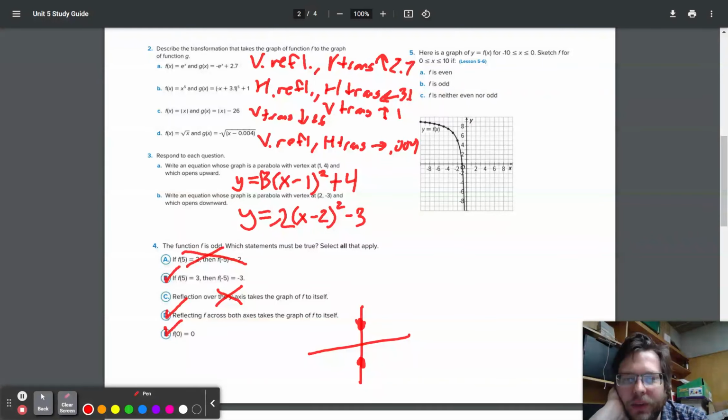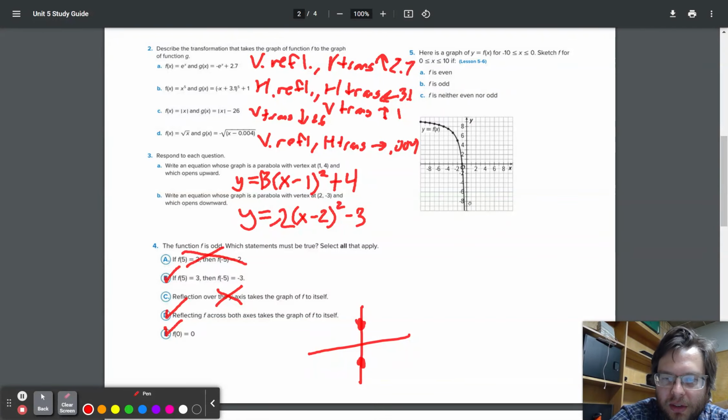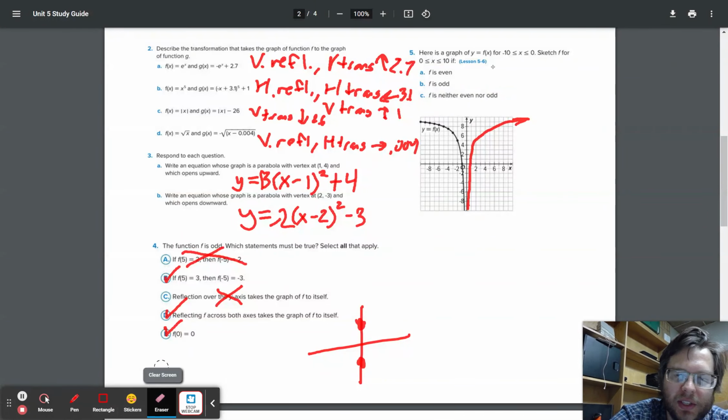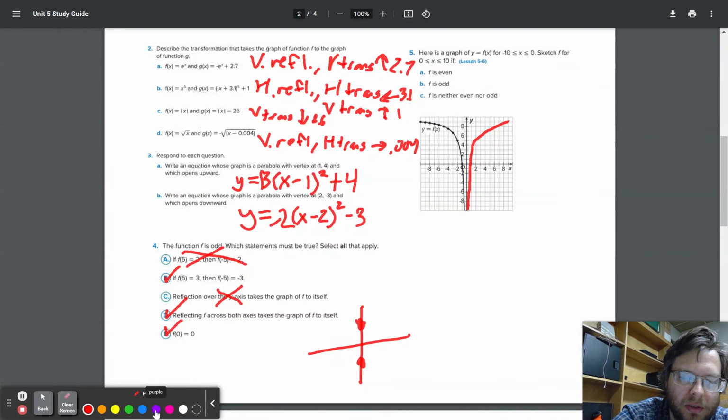All right, number 5. Here's a graph for negative 10 to 0. Sketch for 0 to 10 if it's even. So I'll use red for even. Even means it's going to be the same shape. So imagine I drew that perfectly symmetrical. And I shouldn't have put an arrow on the end because it just says to go between 0 and 10. So we'll just cut it off right there. So I drew that perfectly symmetrical.